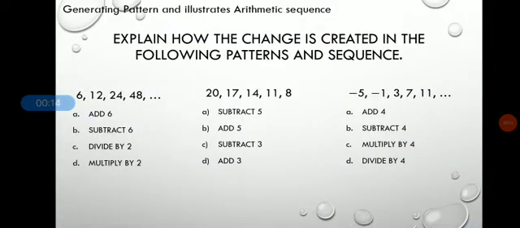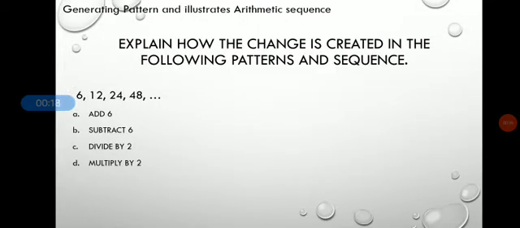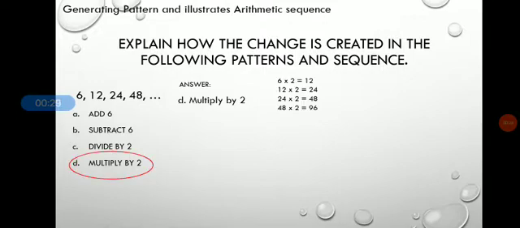We have 3 examples here. All we have to do is to give the pattern or how the sequence has been created. 6, 12, 24, 48. So the answer will be by multiplying 2. So, kung mapapansin ninyo, 6 times 2 is 12 and so on. And then, after 48, nagdagdag pa ako ng 48 times 2.